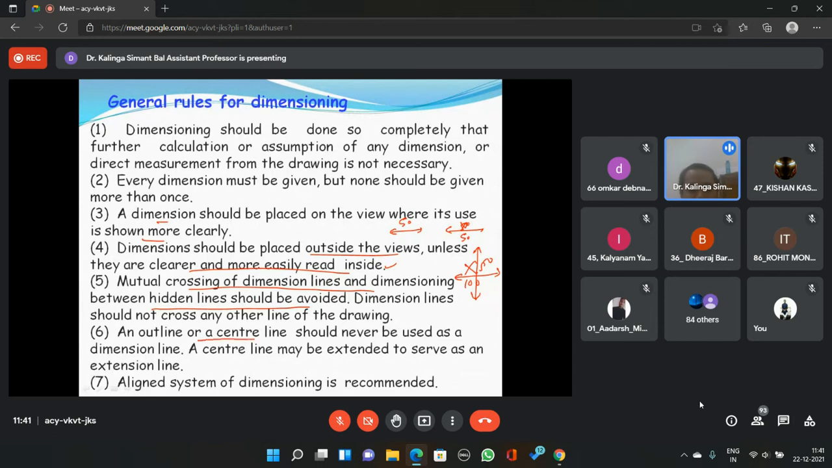The outline or the center line should never be used as a dimension line. No, because this we have learned. For the outer line we use thick border lines, and for the dimension line we use thin lines, right? So that is very much important.